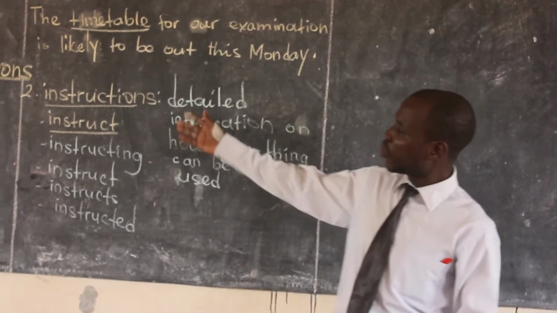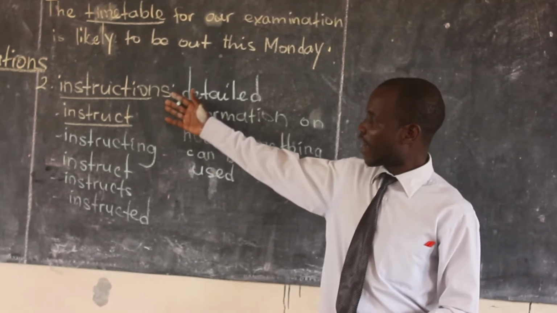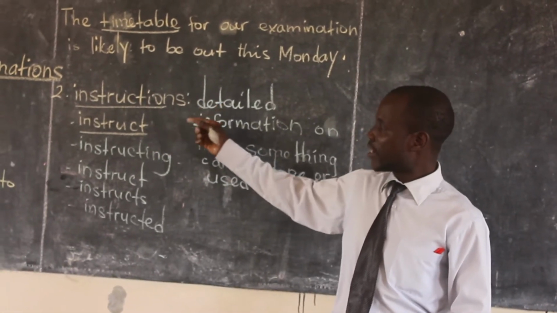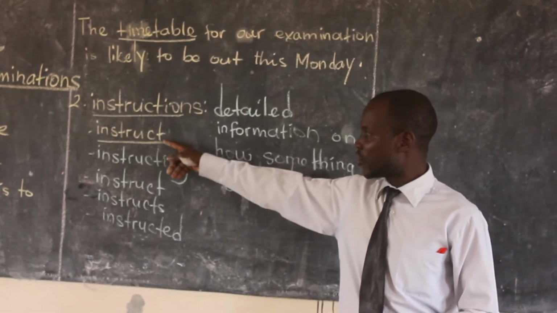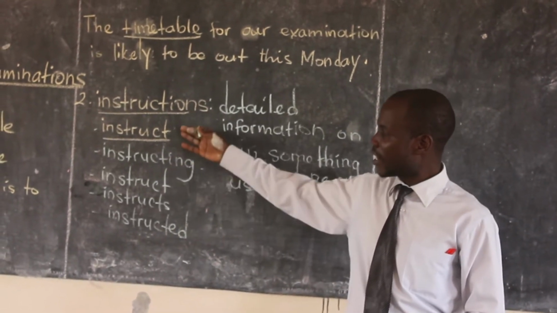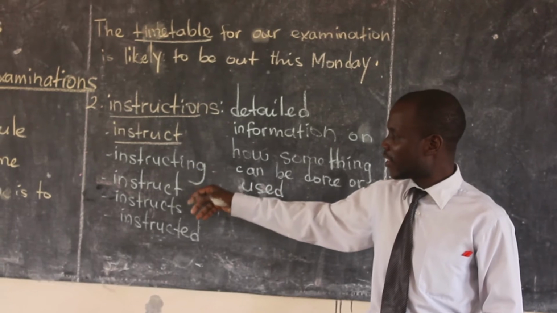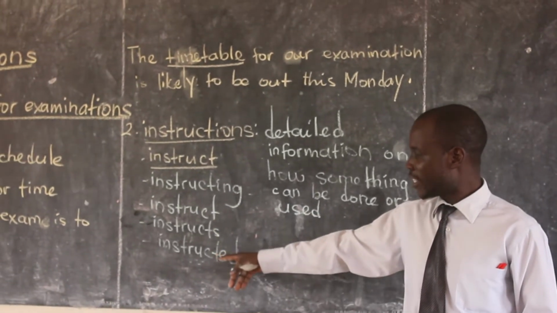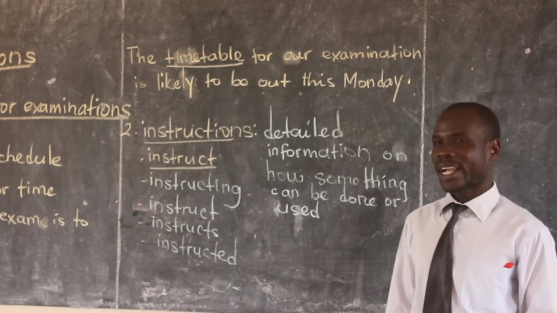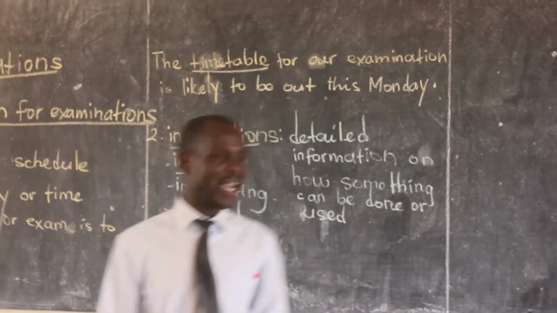And we have also looked at other words. We say the word instructions is an abstract noun from the verb instruct. And we have seen other words like instructing. But we can also have an instructor.